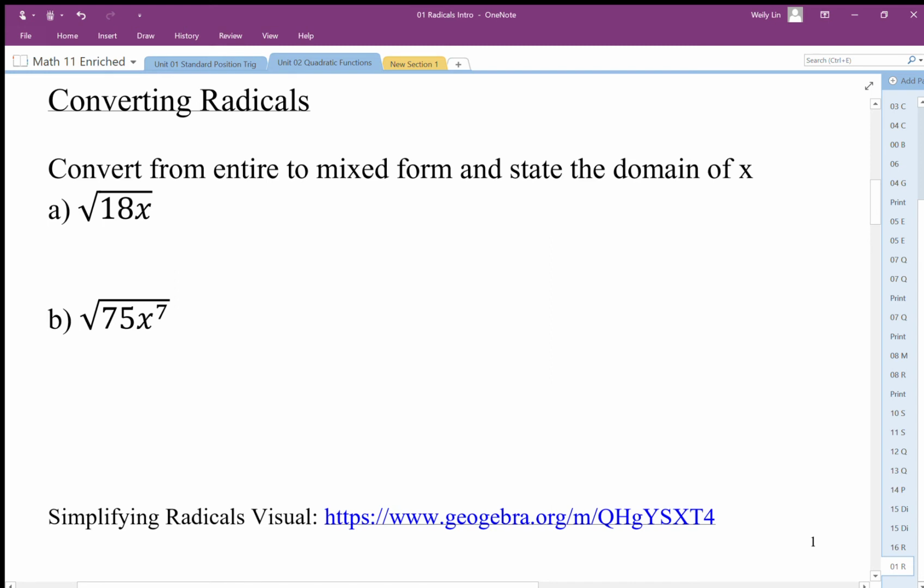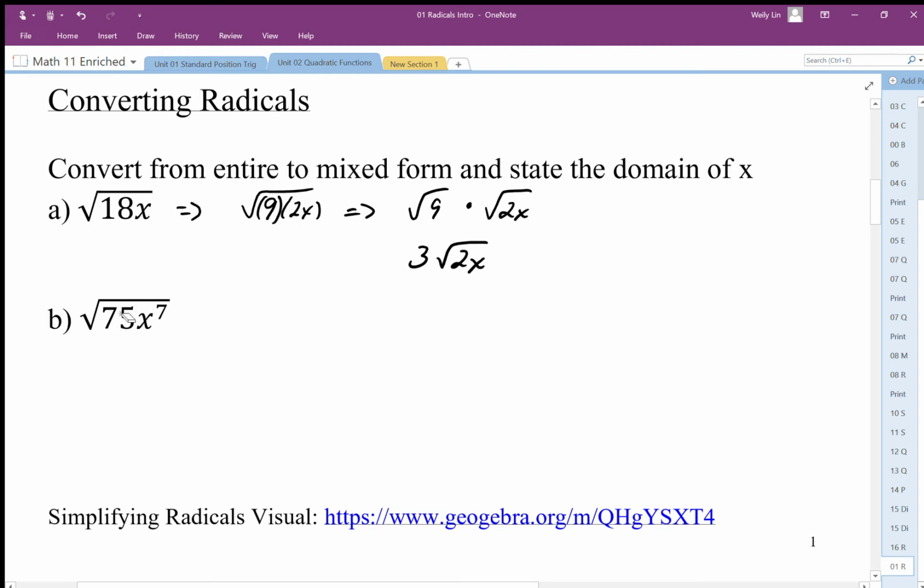But we do need to know how to convert from mixed radicals to whole radicals, and whole radicals to mixed radicals. So to convert an expression from a whole radical to a mixed radical, we need to look for perfect square factors. In this case, we have a perfect square of 9, so we're just going to rewrite this as 9 times 2x. As long as it's factorable, we can't have pluses in there, but if there's a factor, it can come out of the radical. We can split this up into square root 9 times square root 2x, and this simplifies to 3 times square root 2x.